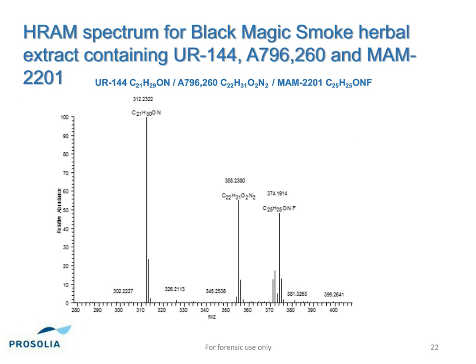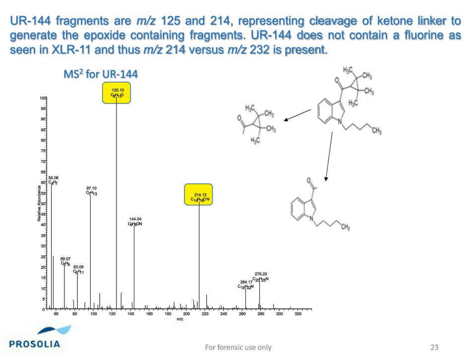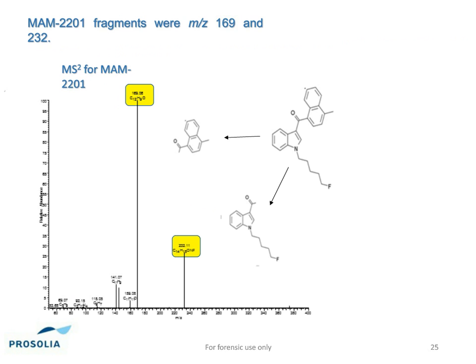This is another example, a high-resolution mass spectrum of Black Magic Smoke, which was another of the herbal blends. This was found to contain UR144, A796260, and MAM220. All these compounds were identified by accurate mass. And the next slide depicts the MS2 spectrum for UR144. We can see it again fragments as expected, generating the fragments 214 and 232. MAM220, again, 169 and 232 were the primary fragments as depicted.